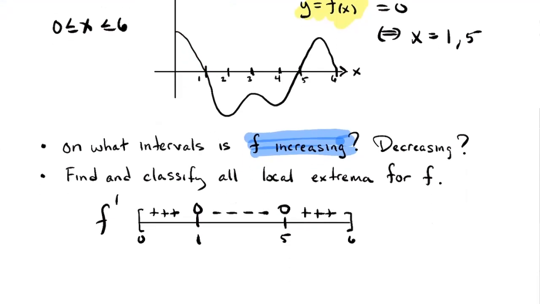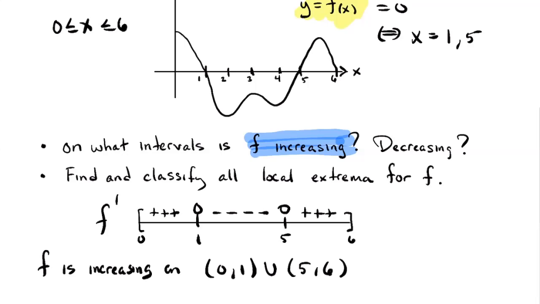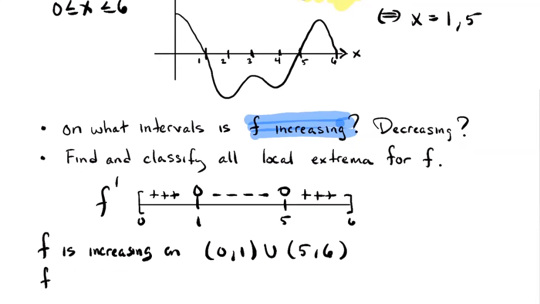F is increasing. F, not f prime. F is increasing on the interval from 0 to 1. I never include the endpoints because you're not increasing or decreasing at a point, together with the interval from 5 to 6, pardon me. And it's decreasing on the interval from 1 to 5.